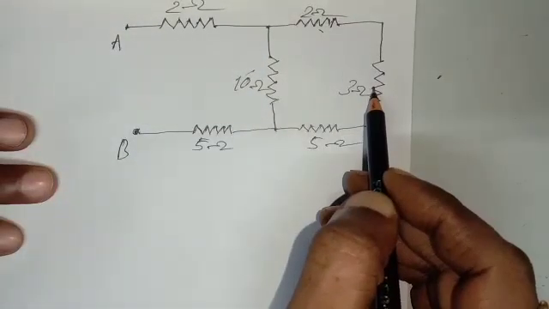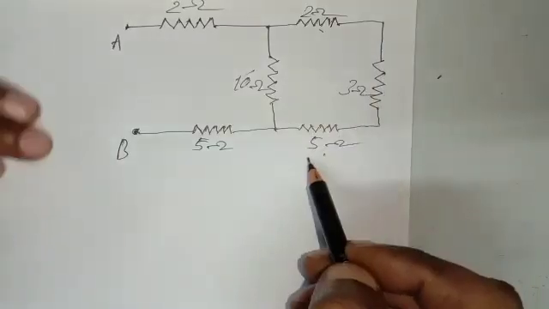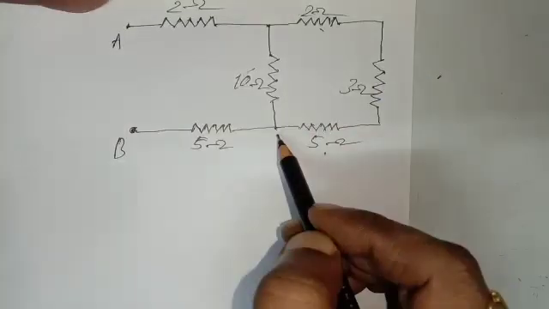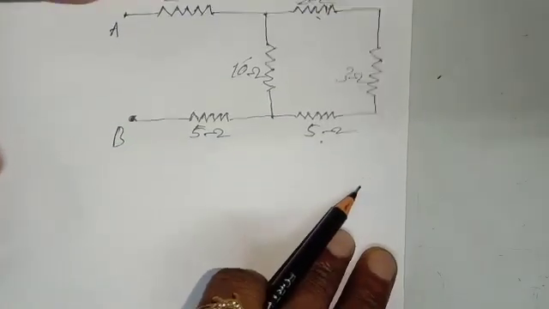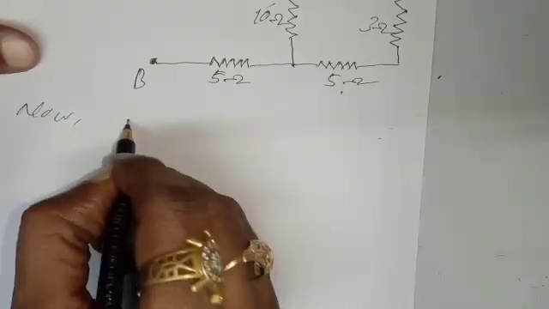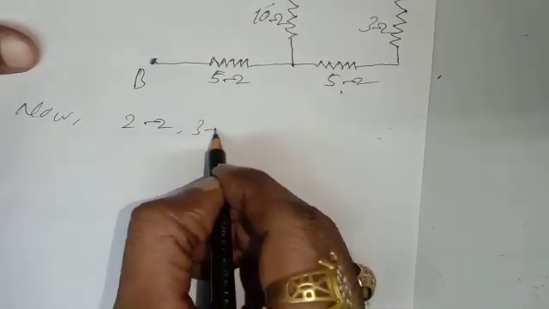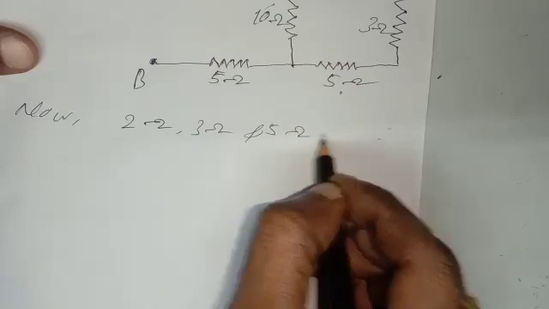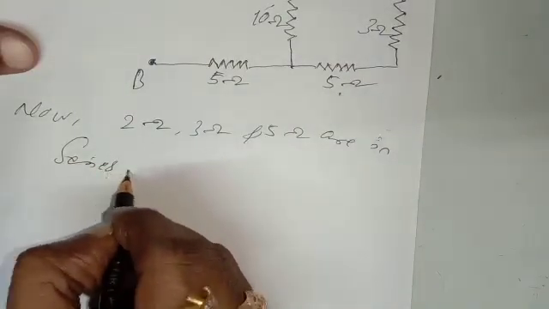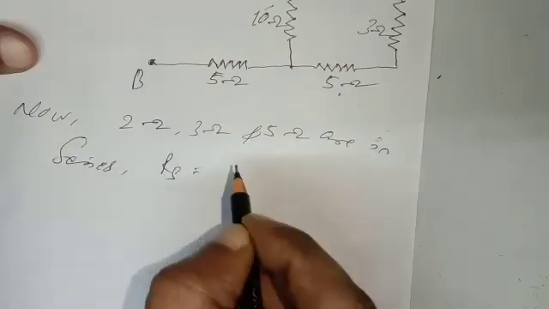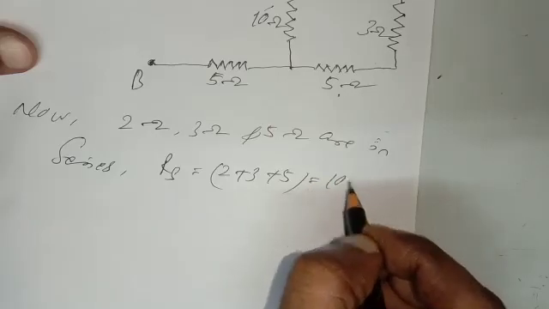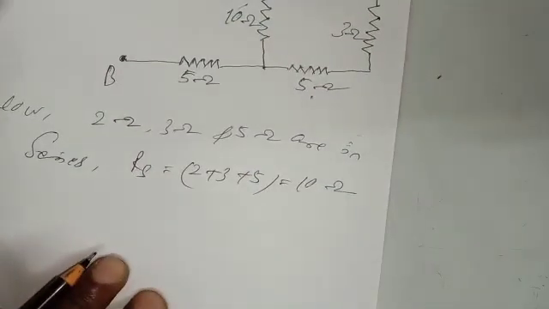This 2 ohm, 3 ohm, 5 ohm are in series. That means this 10 ohm and this 10 are in parallel. So how do you represent it? See, now 2 ohm, 3 ohm and 5 ohm are in series. Therefore, their total will be 2 plus 3 plus 5, how much are we getting? 10 ohm.